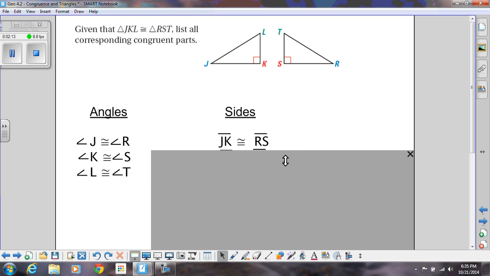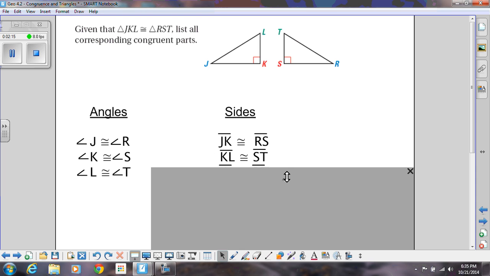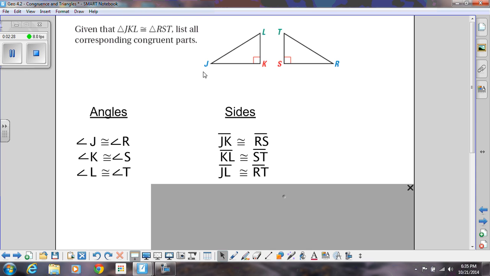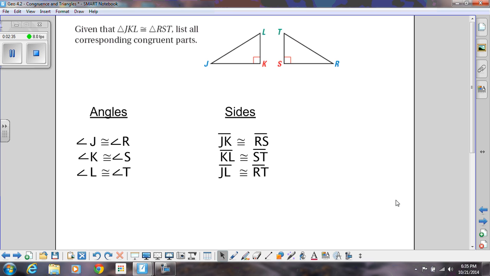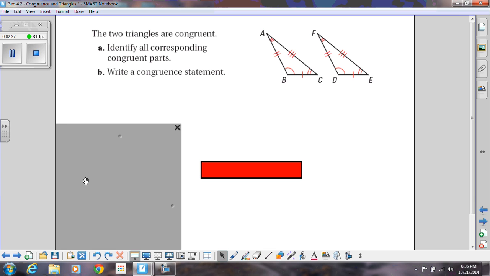So let's do the other two sides. KL, so notice this is going to go from this angle to that angle. So KL is this side, and so I have to list this side as ST. So KL is congruent to ST. And then JL, that's the long side, the hypotenuse, that is congruent to RT. So now let's go backwards. Now we're going to be given two triangles that are marked congruent. And we have to identify all those corresponding parts again, and then we're going to write the congruent statement.